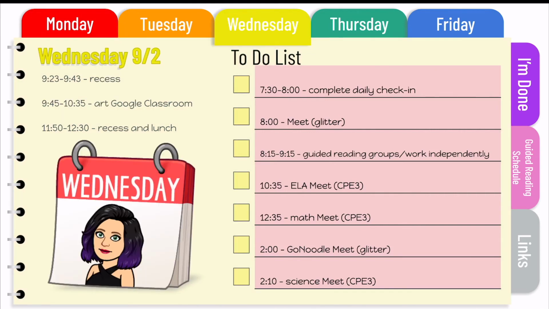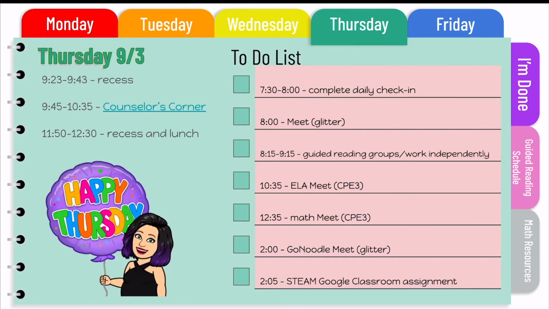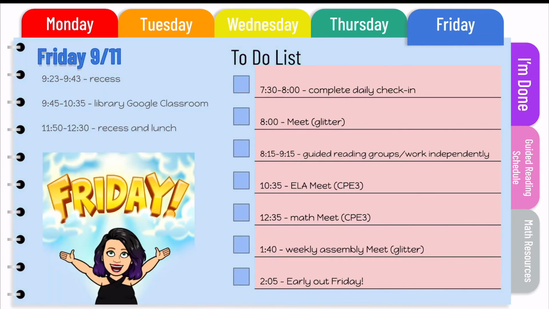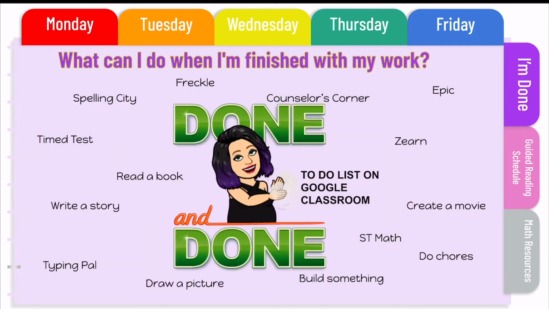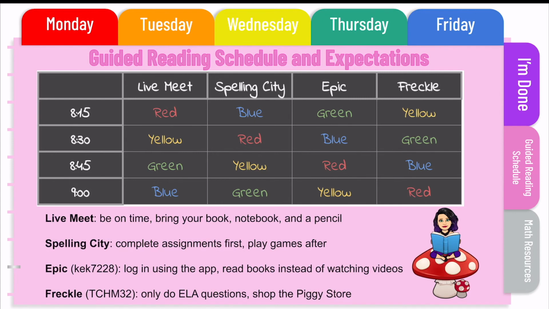Each day is the same schedule, except on Fridays when we have early out Fridays. We will meet in the weekly assembly meeting using the code GLITTER at 1:40, and then school's over at 2:05. Also, on this weekly planner, you can find the guided reading schedule. On the tabs on the side, I'm Done gives you a list of things you could do if you finish work early. Guided reading schedule is where we show you what you should be doing during guided reading.